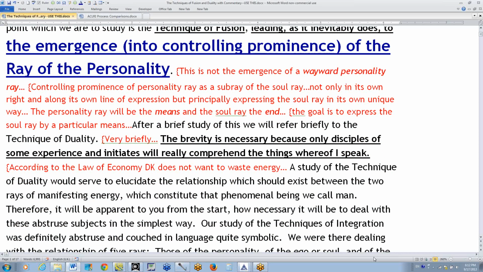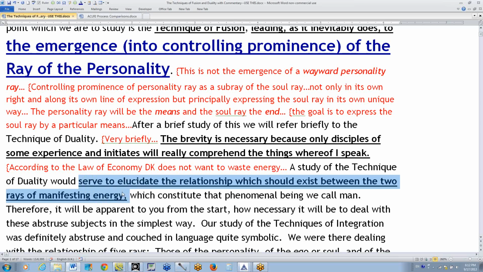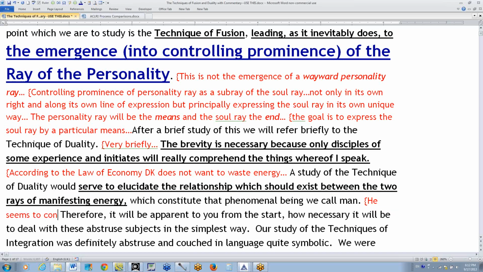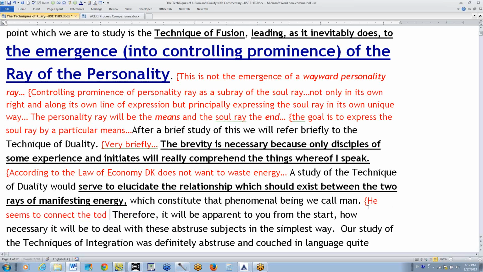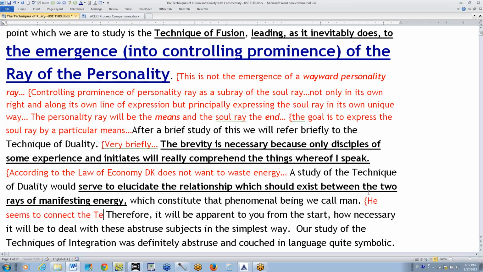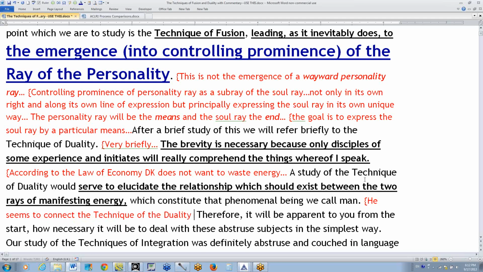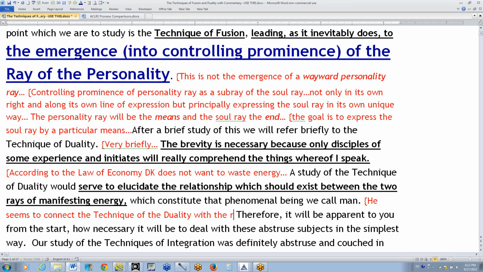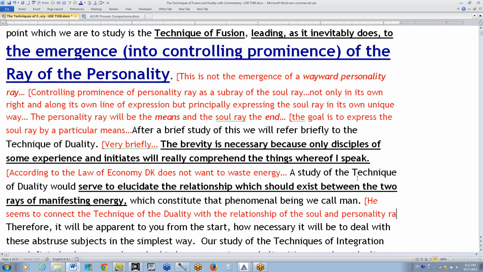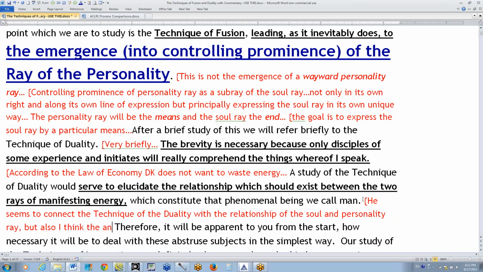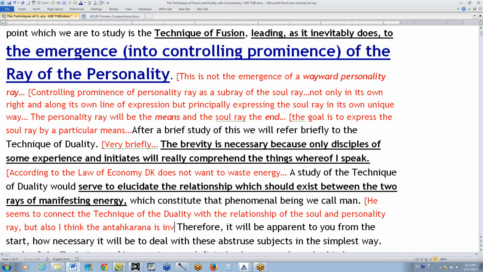A study of the technique of duality would serve to elucidate the relationship which should exist between the two rays of manifesting energy, which constitute that phenomenal being we call man. So he seems to connect the technique of duality with the relationship of the soul and personality ray, but also I think the antikarana is involved.